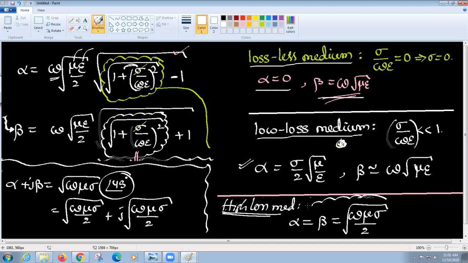All right, so just remember these things. You know how to prove it also, right? So alpha and beta remain the same for a high loss medium. Both alpha and beta are strong functions of this sigma here. Alpha is severe because not only this, you also have omega multiplied by sigma. In a high loss medium, sigma is very, very high, so alpha is very high when compared to the other case. All right, so just make a note of it.